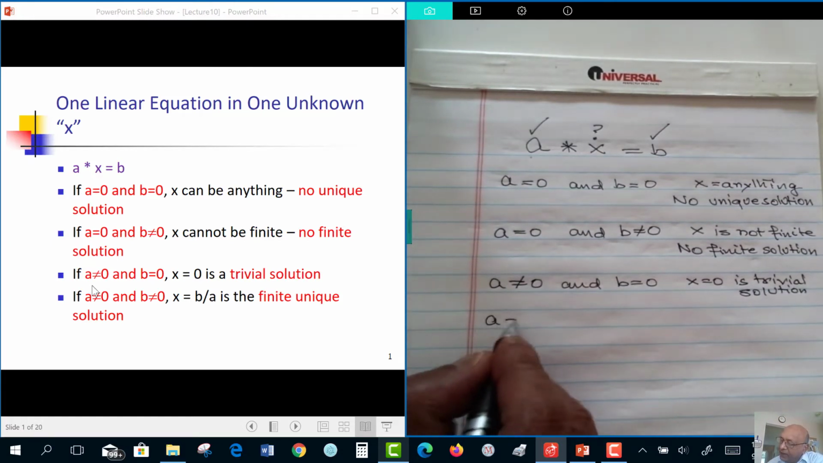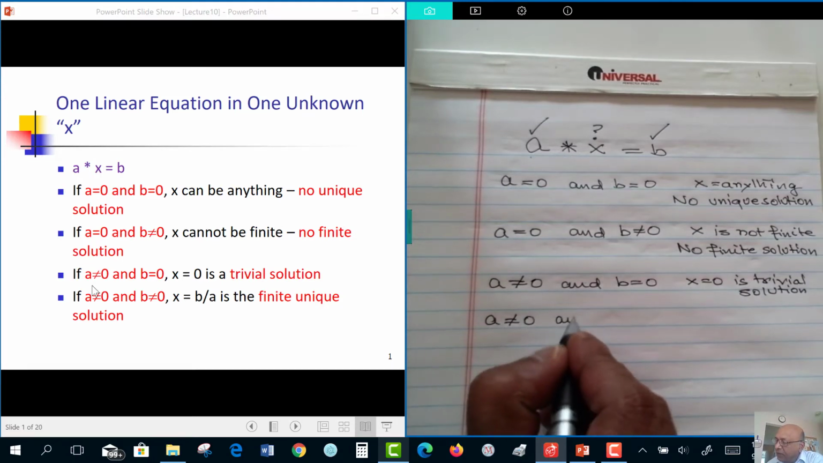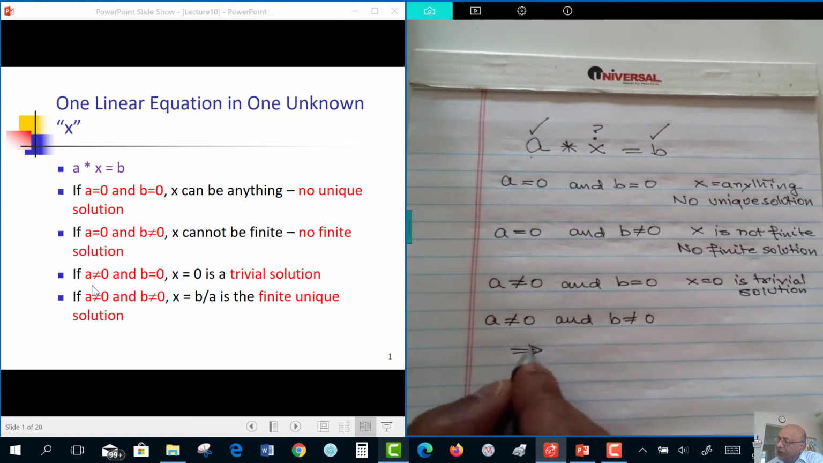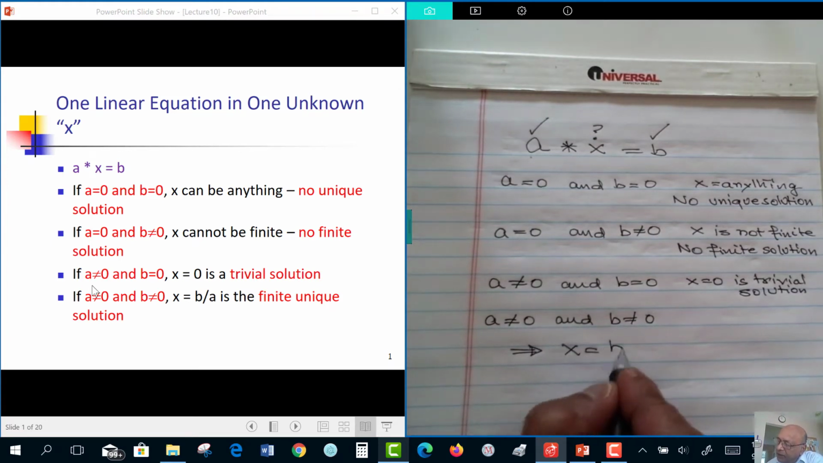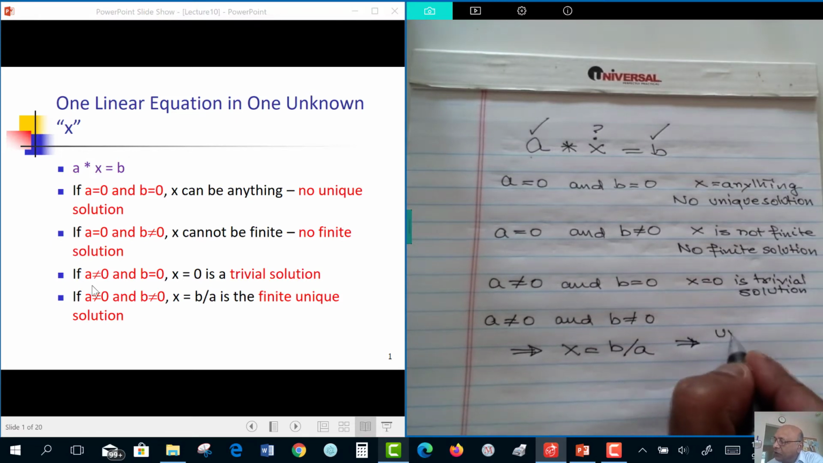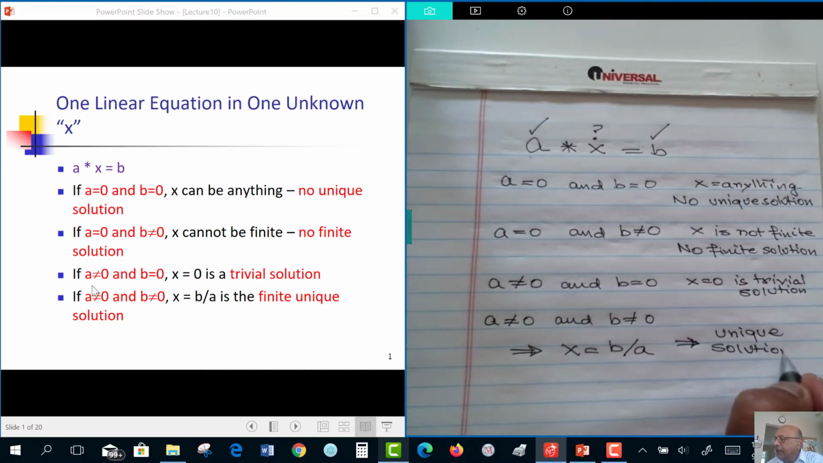And finally, we have the last case. A is not 0 and B is not 0. In that case, we know that X would be B divided by A, and we will have a unique solution because both B and A are finite. And this is the solution we are most interested in. A unique solution.